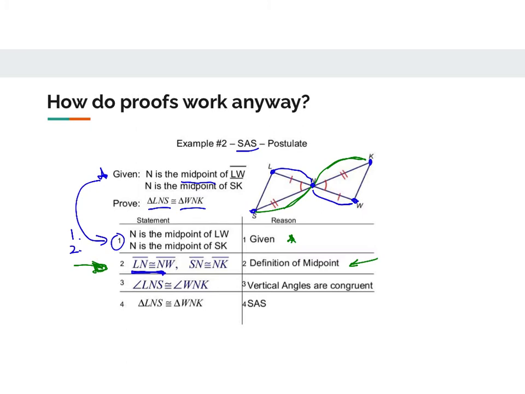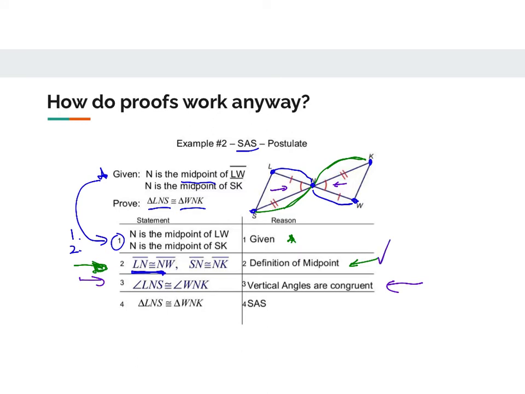So then I look around and I'm like, wait a moment. These two angles, they're vertical. So I can say that those two angles are vertical, and vertical angles are always congruent. Always. So I can say that anytime I've got vertical angles, and it might be helpful. So vertical angles are congruent.